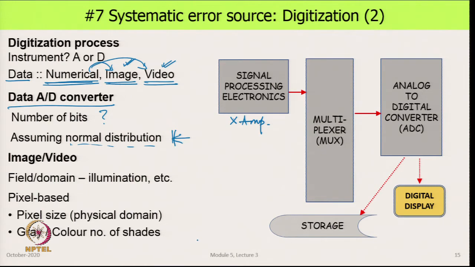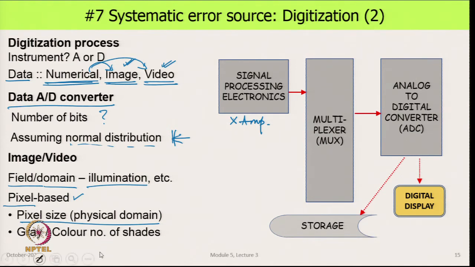In the case of image and video, there are many other issues that affect the picture. If you have used a camera any time, you will see how all of those get affected. One is the field of the domain itself, what is the size of it, how much is it in focus, and what is the illumination on it. The same object in low light versus bright light looks very different, the digital image does very different things. And these are pixel based, but each pixel has a physical size on the screen which corresponds to a physical size in the real thing.